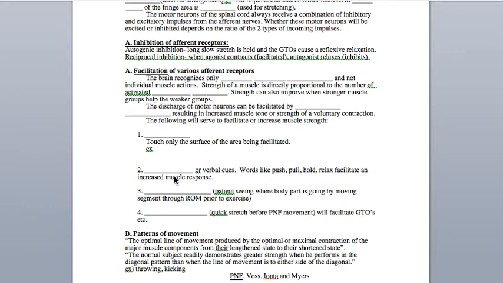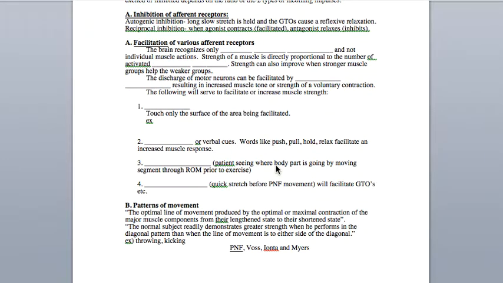Number 2, auditory input or verbal cues. Words like push, pull, hold, relax will be used. Number 3 is oculomotor input. It's important that the patient watches the body part that's being moved. They talked about that in one of the videos. And then proprioceptive input. Sometimes we'll use a quick stretch to facilitate movement by firing the GTOs to get a greater response.